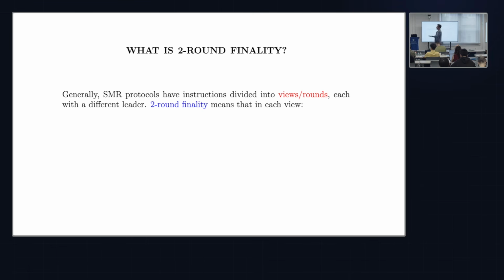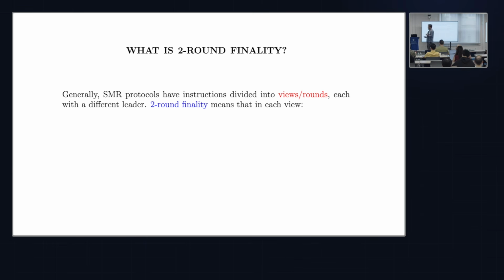Okay, so now we get to the actual definition. Again, I'm going to start off informally, right? So informally, what do we mean by two-round finality? Generally, SMR protocols have instructions that are divided into views or rounds, right? You have view 1, then view 2, and so on. Each view or round generally has a different leader. You've got a leader for view 1, then a leader for view 2, and so on.